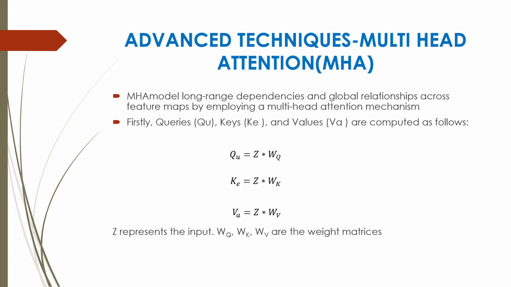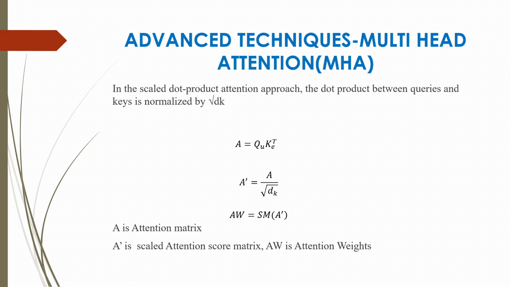MHA models the long range dependencies and global relationships across feature maps by employing the multi-head attention mechanism. First, we have the three components query, key, and values, which are computed as given below. Q equals Z into WQ, where Z is the input matrix, which may be coming from YOLO11. K equals Z into WK, and V equals Z into WV. The WQ, WK, and WV are the weight matrices.